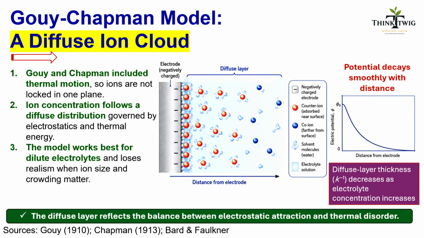But this model also has limitations. It works best for dilute electrolytes. It does not fully account for finite ion size, ion crowding, or specific adsorption near the electrode surface. So one model describes a compact layer and the other describes a diffuse cloud. The next question was obvious. Can both ideas be combined?